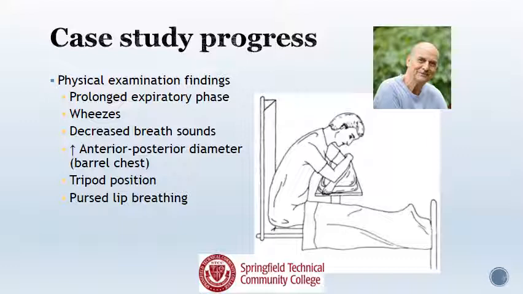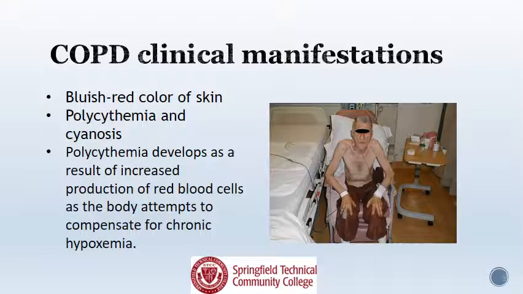They want to maintain this tripod position, kind of leaning over the bedside table so they can utilize all of those areas of the lung in the back. And they often will do pursed lip breathing on their own as a way to help with that expiratory phase. And we'll talk about that a little bit.